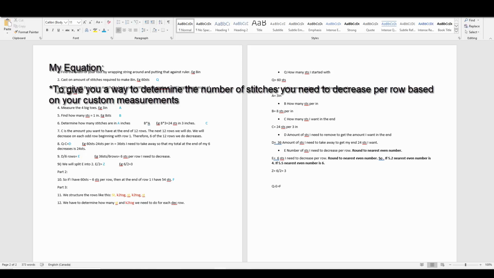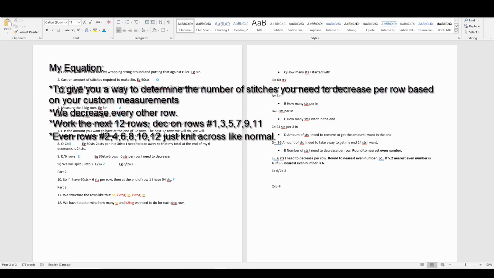Okay, so let's begin the equation. Now when we do our decreases, we are going to decrease every other row. So we're going to do a total of 12 rows, and we're going to decrease on every odd row. Every even row, 2, 4, 6, 8, 10, 12, we're just going to do flat knitting all the way across.